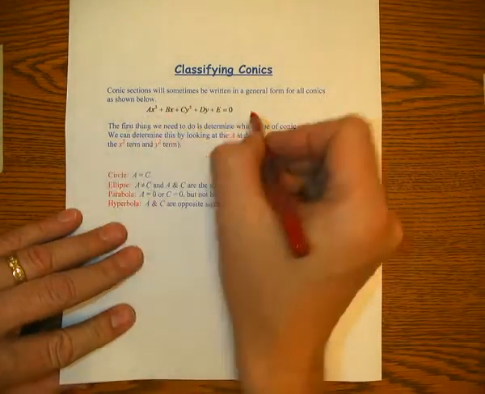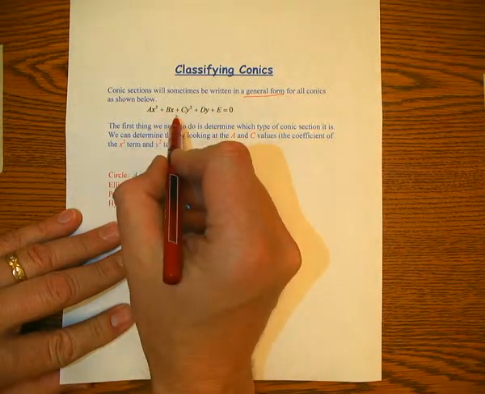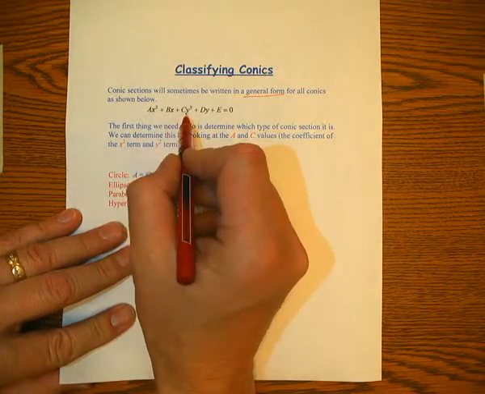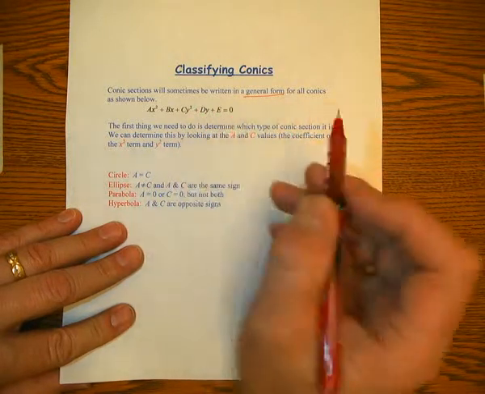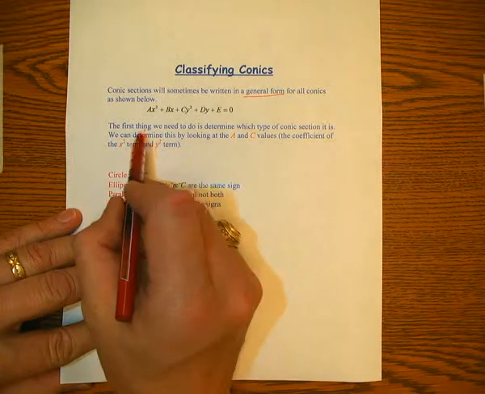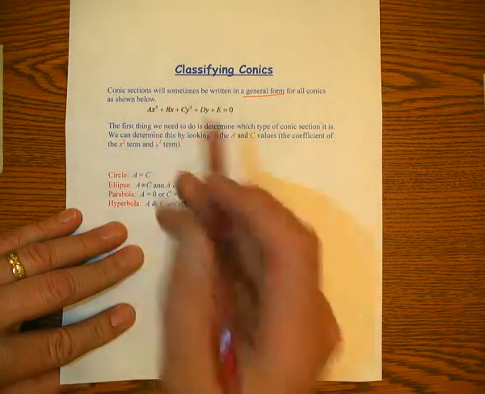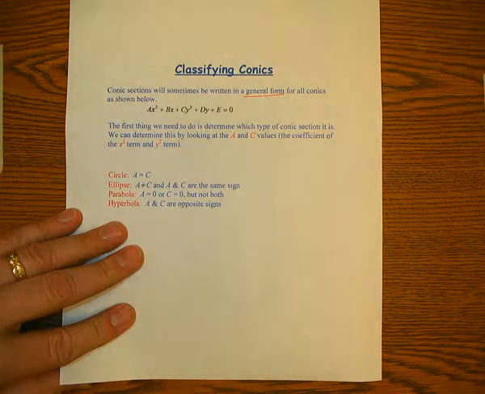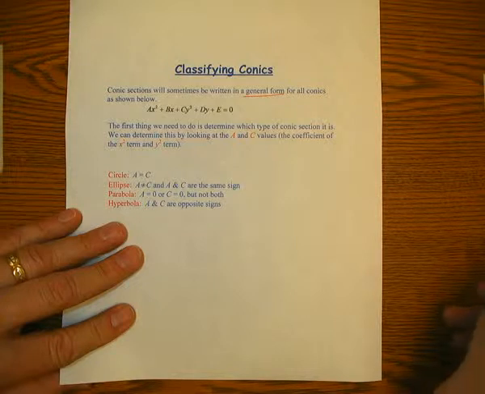Given a general form for a conic section, which is right here, ax squared plus bx plus cy squared plus dy plus e equals 0, what we want to do is take this equation and try to put it into one of the standard forms for our conic sections, be it a parabola, ellipse, circle, or hyperbola.